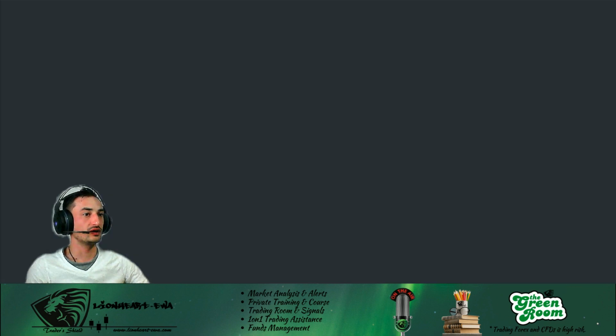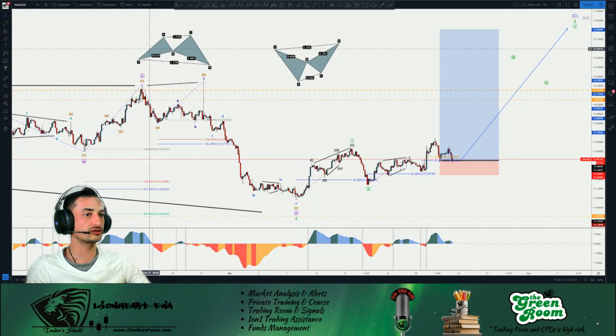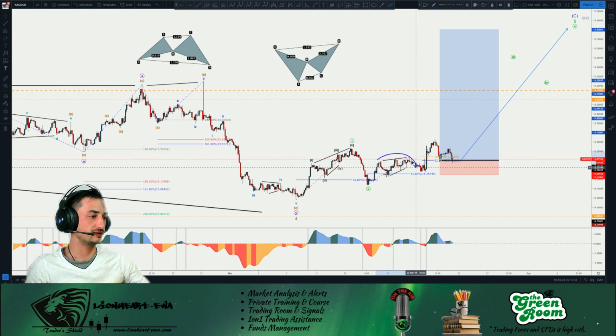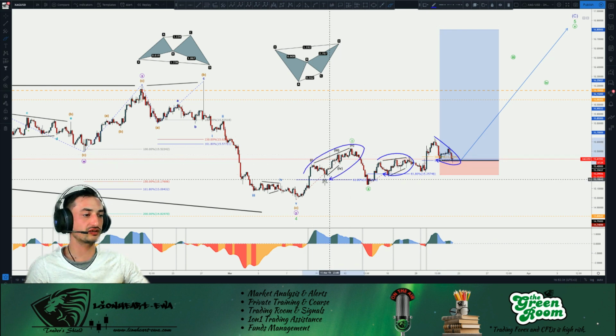Okay, gold. Let's go on to silver, again on the 2-hour time frame. Similar setup to this gold, multiple patterns right here, harmonics, everything you want. Practically the same thing. Now notice this leading diagonal right here. Notice this zigzag right here. Notice this leading diagonal right here. What can I say?